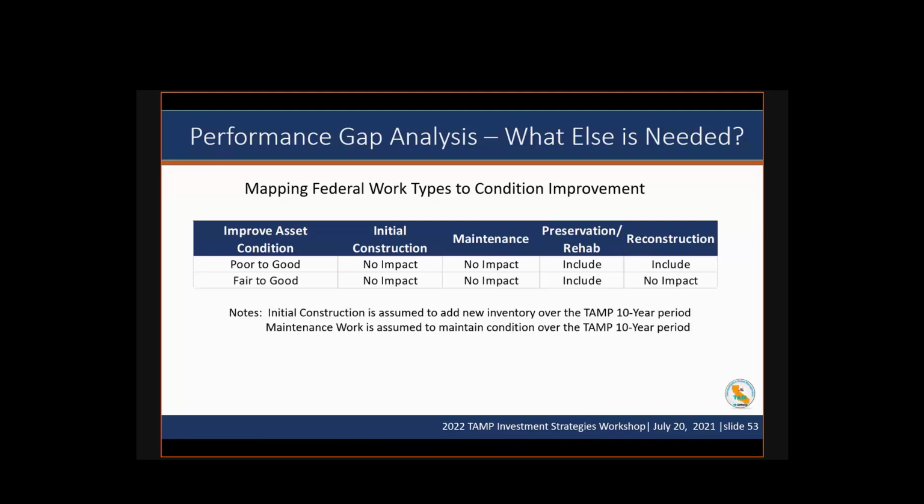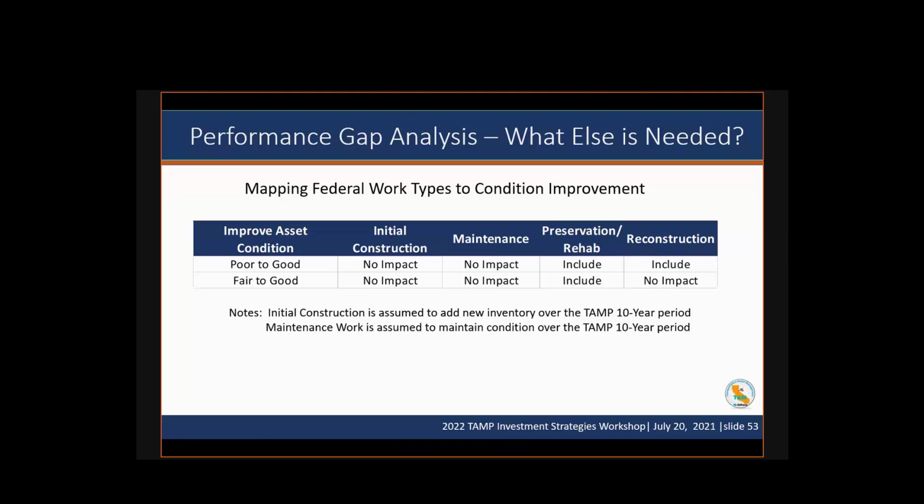So the assumptions made going into this is that our initial construction is really adding new inventory over the TAMP 10-year period. So yes, those investments are there, and we're spending a significant amount of money on doing this work. But as far as the model itself and the methodology, we're not considering that in improving our asset condition. And as far as the maintenance work, a similar assumption is made in that type of work is actually helping us to maintain the asset condition over time. So what does that leave us? It leaves us preservation, rehabilitation, and reconstruction type work over the 10-year period.